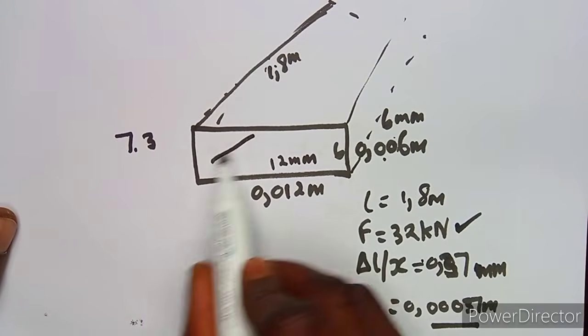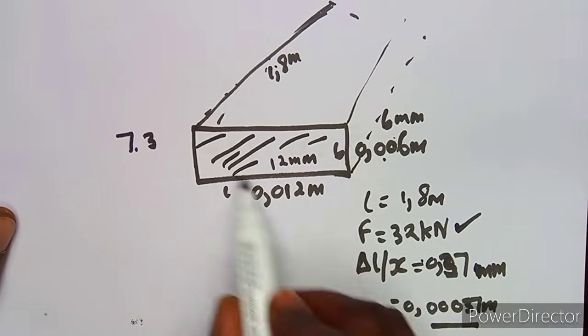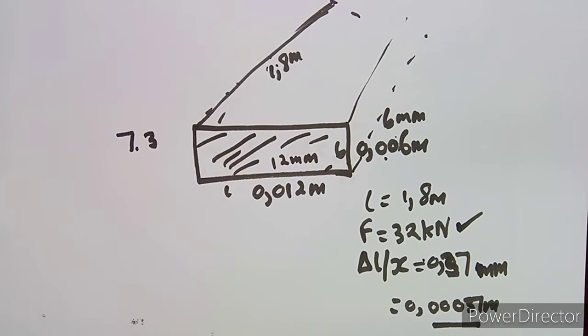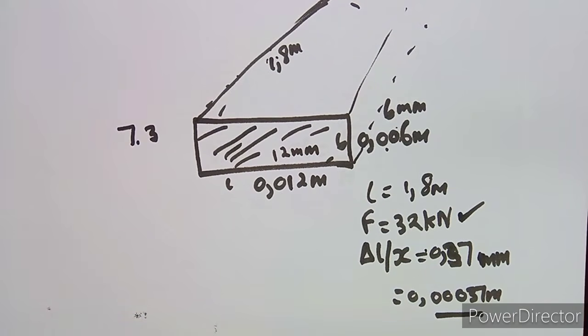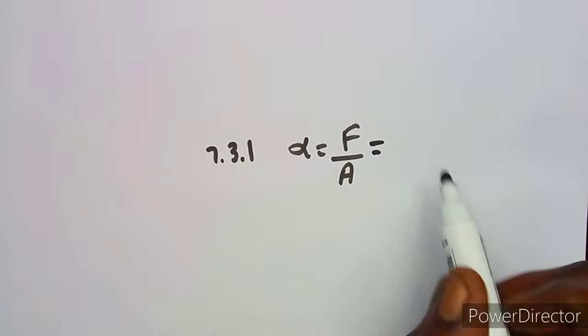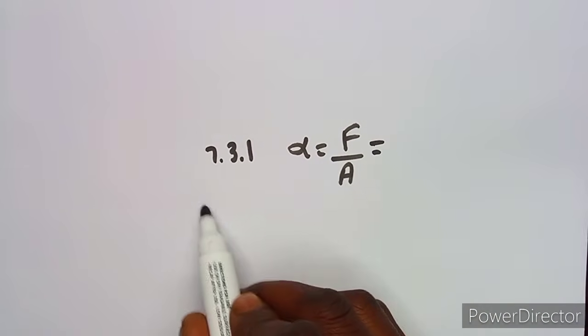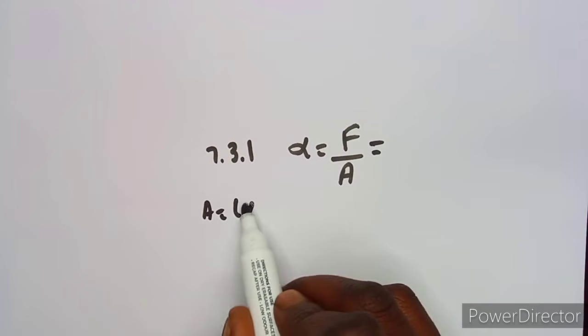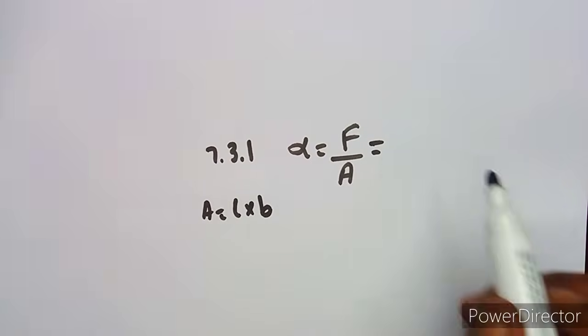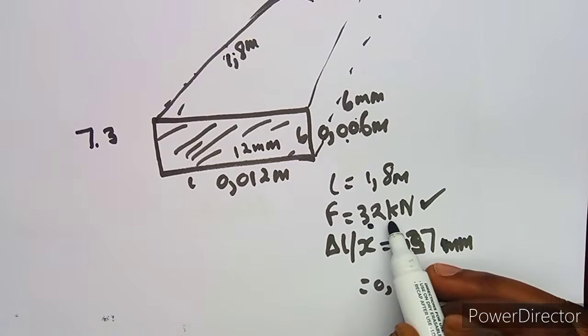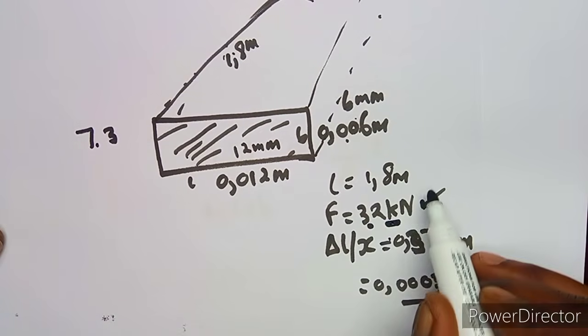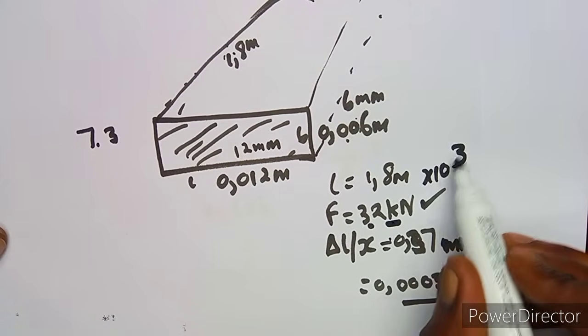So definitely the area is going to be obtained from this rectangular block that we are given. It's a rectangular block, so we've got length times the breadth, which is just like length times width. You can just substitute here because area is equal to length times breadth. So we are given the force 32 kilo. Remember, I said kilo is times 10 to the power of 3.